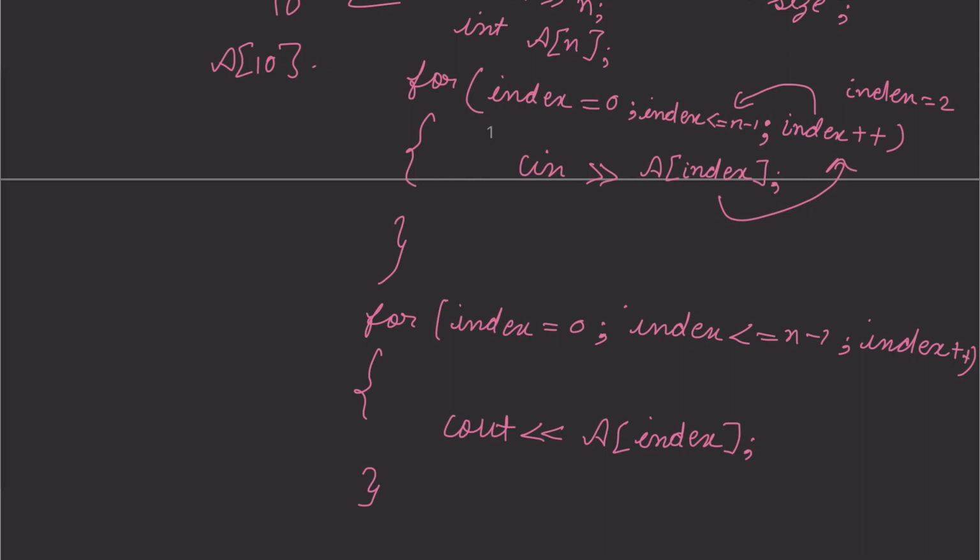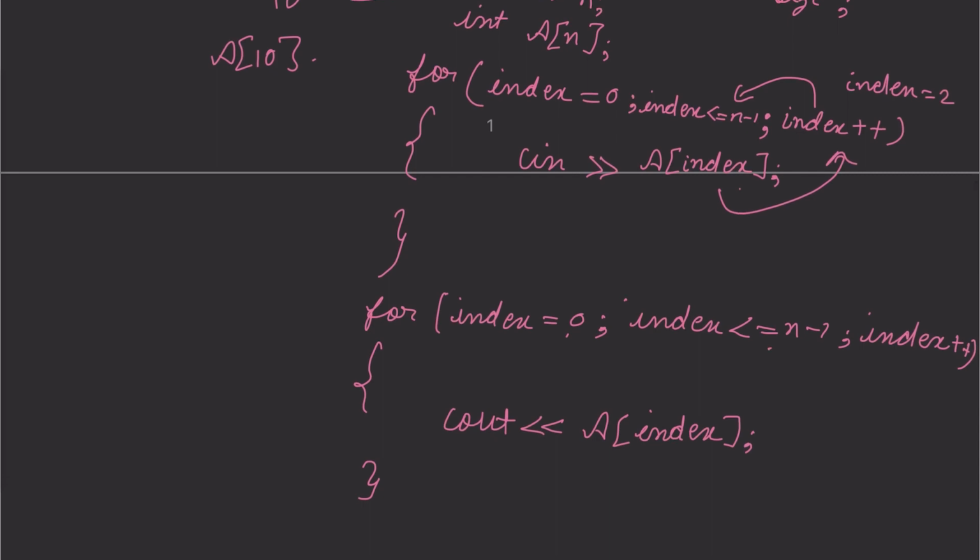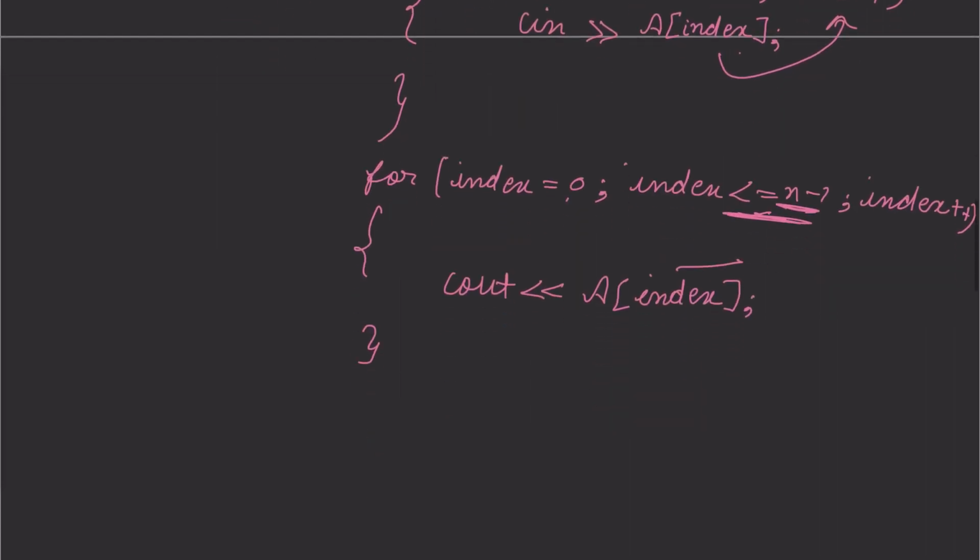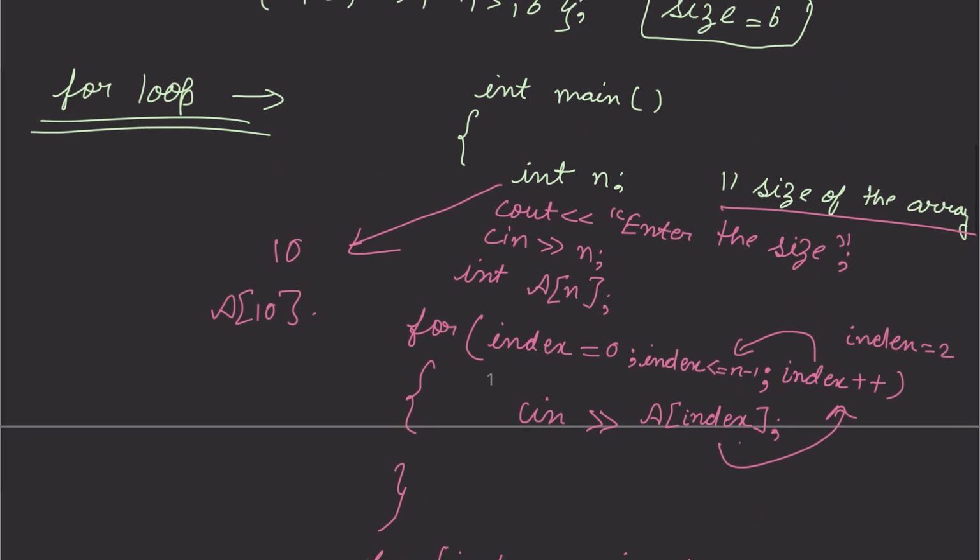Now the same logic for this. In this we are entering at the index. Now we are printing the a of index. Initially index is 0, then print a of 0, then increment it by 1, then it will check the condition. If the condition is true, then it will again print up to n minus 1, and at last return 0, because we are using main function.